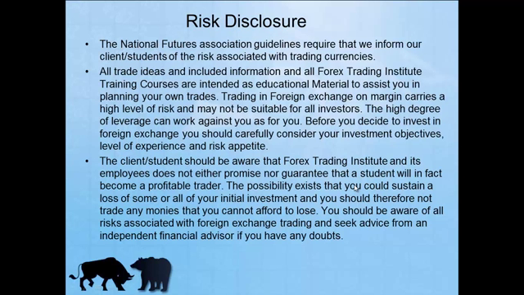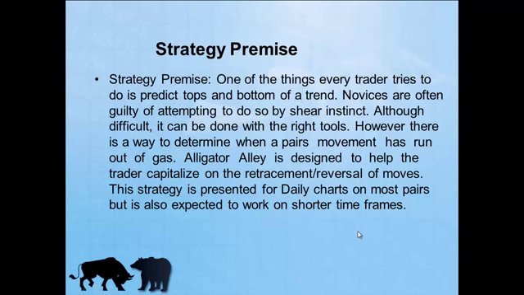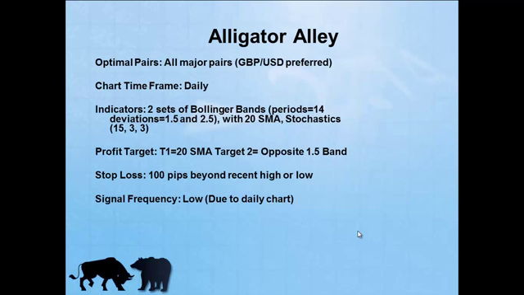Okay, in this video I'm going to show a strategy called Alligator Alley, and this strategy is to get swing trades, and we're going to be able to do this mostly on a daily chart, even though it could work really good on a 4-hour chart. And I'm going to show how to apply it to binaries instead of just a regular spot trade. So the optimal pairs, you could trade all the pairs. The chart time frame is the daily chart.